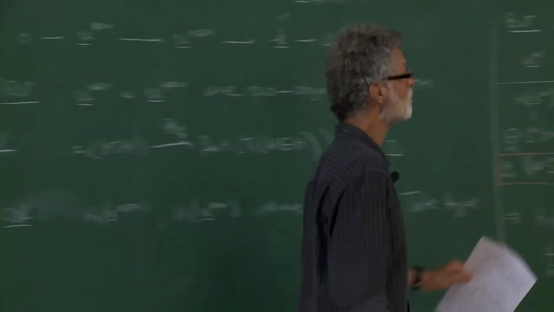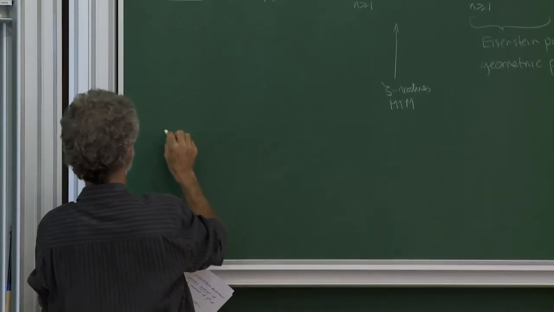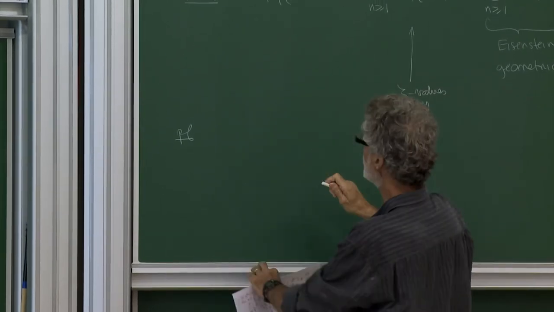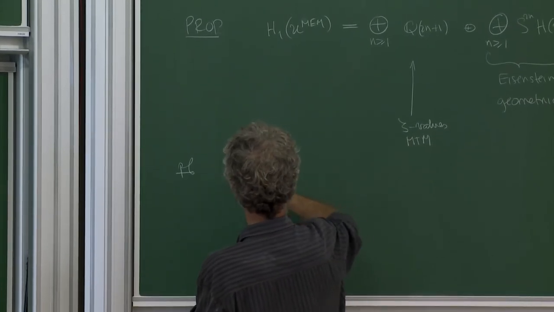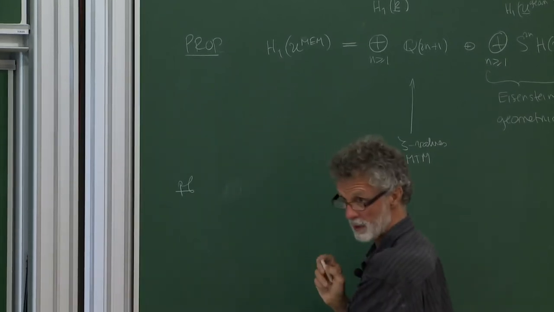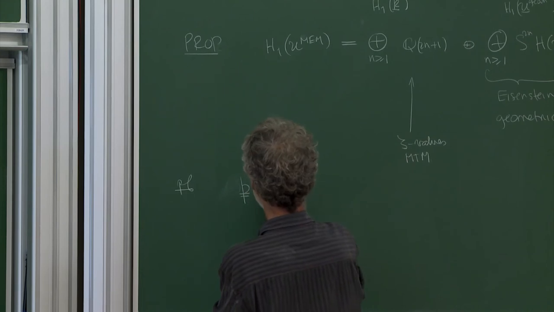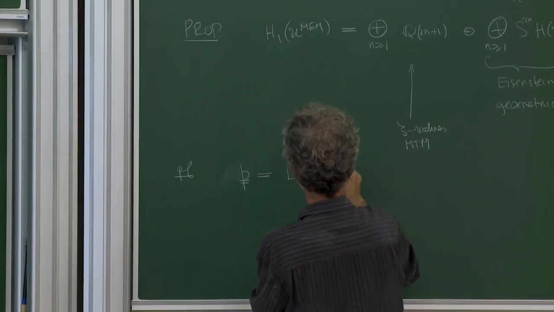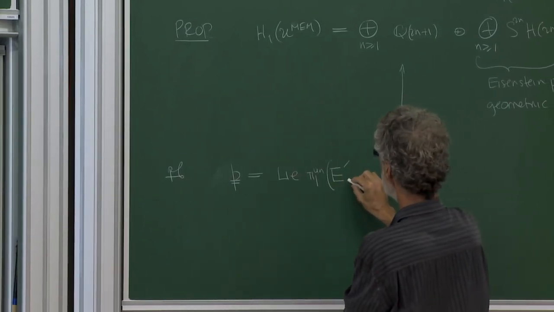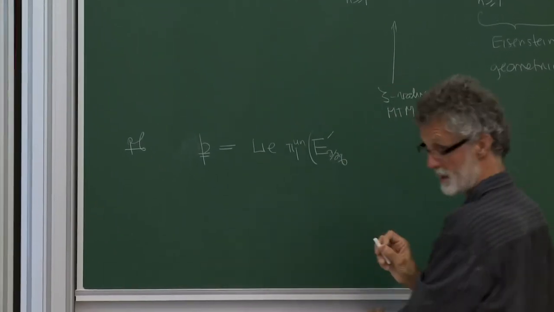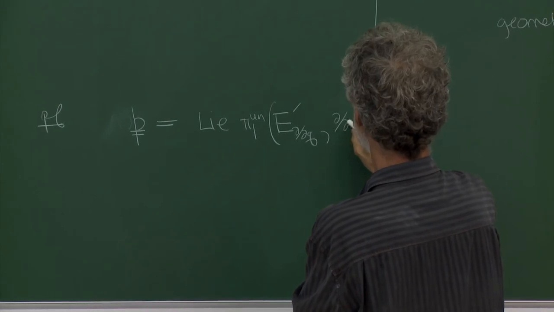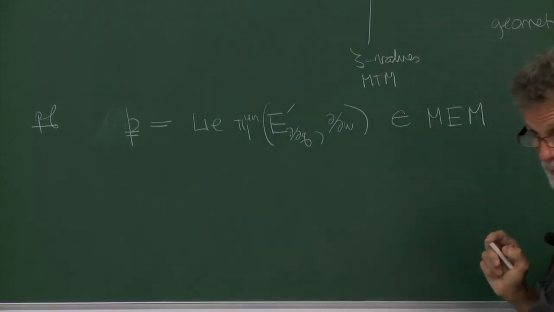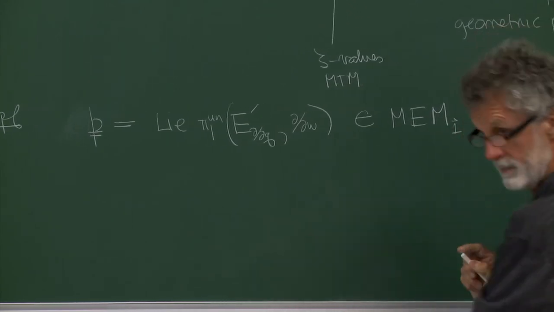Why do none of those Eisenstein elements get killed? I forgot to explain that. So, proof: we only need to produce a mixed elliptic motive where all these guys are non-zero. The best one I know is that in the beginning I wrote down a mixed elliptic motive P, which was defined to be the Lie algebra of pi 1 unipotent of E', the elliptic curve minus the identity over Q, so essentially the first order Tate curve with a suitable tangent vector, as an object of mixed elliptic motives, or pro-elliptic mixed elliptic motives, and I should say over the thing with vector 1, right?